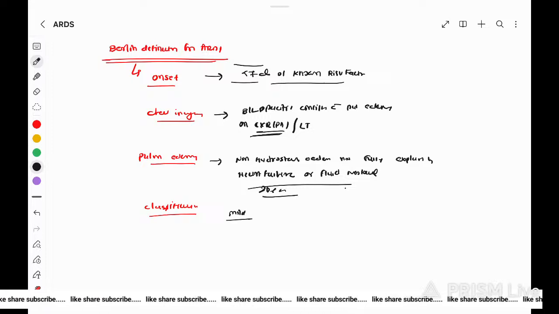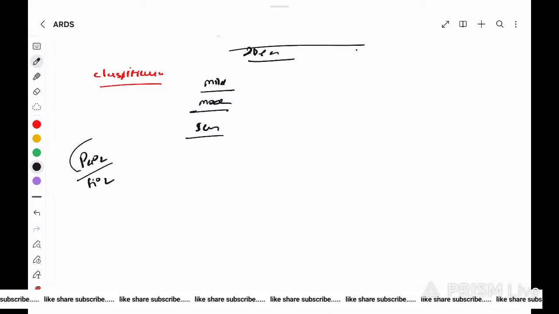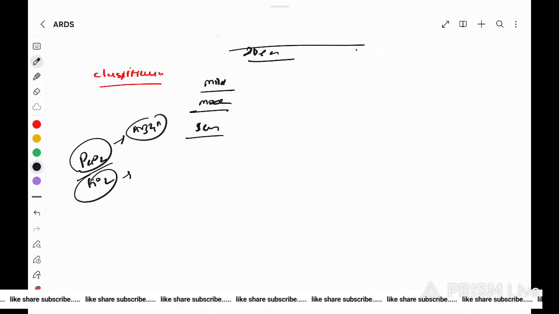Classification is mild, moderate, and severe. In classification of ARDS as per Berlin, we have to see the PaO2 to FiO2 ratio. PaO2 we get from the ABG, and FiO2 on room air is 21%. If a patient is on a ventilator, we can see the FiO2 on the ventilator. So if the PaO2 to FiO2 ratio is less than 200, it is mild.